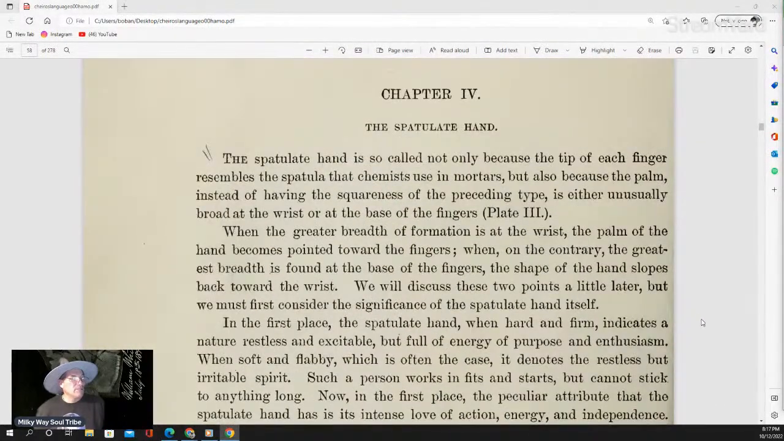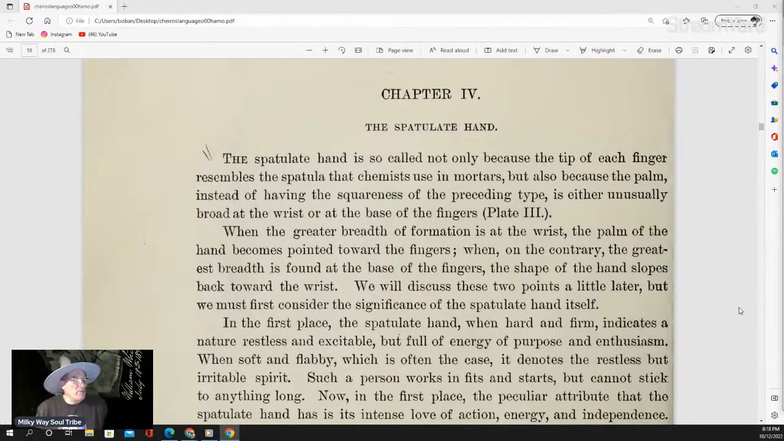The spatulate hand. The spatulate hand is so called not only because the tips of the fingers resemble the spatula which chemists use in mortars, but also because the palm, instead of having the squareness of the preceding type, is usually broad either at the wrist or at the base of the fingers.